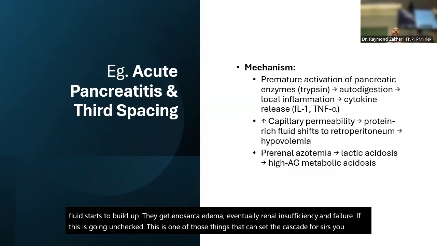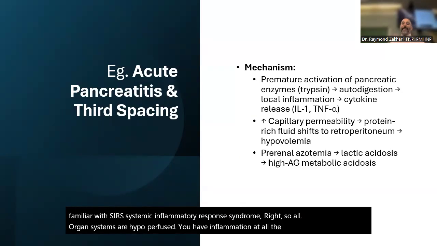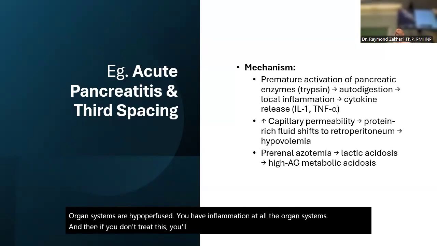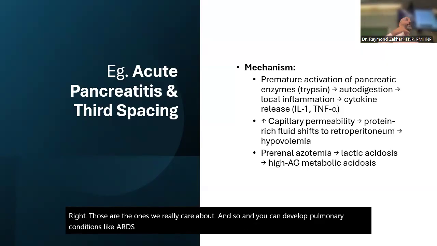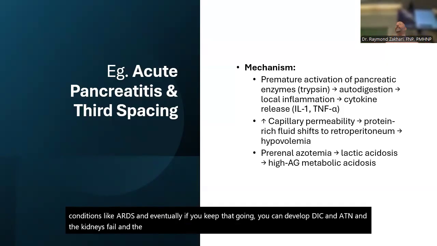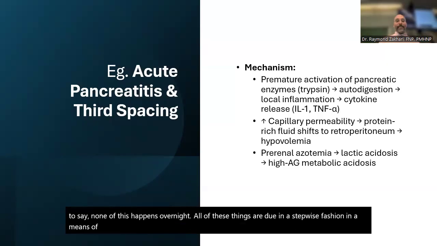You familiar with SIRS? Systemic inflammatory response syndrome, right? So all the organ systems are hypoperfused. You have inflammation at all the organ systems. And then if you don't treat this, you'll get multi-organ failure. And the ones we care about are the heart, lungs, kidney, brain, right? Those are the ones we really care about. And you can develop pulmonary conditions like ARDS, and eventually, if you keep that going, you can develop DIC and ATN, and the kidneys fail and the liver fails and you bleed out, and that's a horrible thing. But suffice it to say, none of this happens overnight. All of these things happen in a stepwise fashion, in a means of trying to compensate and protect the body.